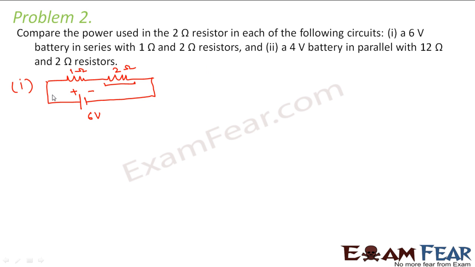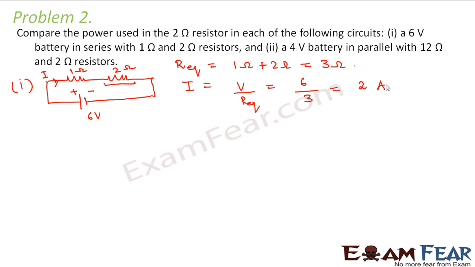Now let us first look at how the current will flow in this circuit. Let us suppose some current I flows through the circuit. Since these 2 resistors are in series, the same amount of current will flow through each of these resistors. What would be the equivalent resistance of the circuit? 1 ohm plus 2 ohms, which is equal to 3 ohms. Now the current through the circuit will be equal to V divided by R equivalent from Ohm's law. V is 6 volts, R equivalent is 3 ohms. So this gives 2 amperes. That means 2 amperes of current will flow through this circuit.